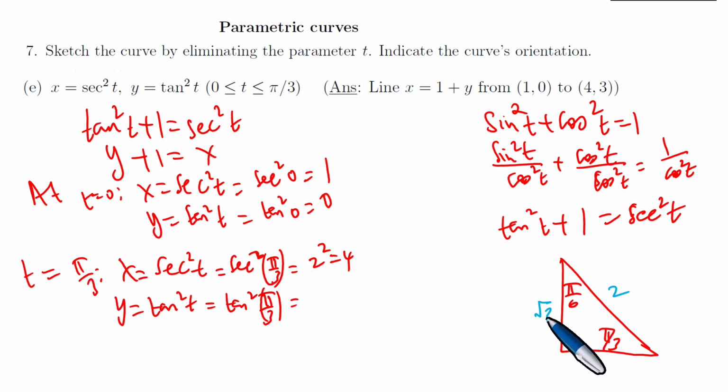2 square root of 3, 1. The tangent of pi over 3. What is the tangent of pi over 3? SOHCAHTOA. And then now the tangent becomes opposite over adjacent. Opposite pi over 3 over adjacent, which is square root of 3.